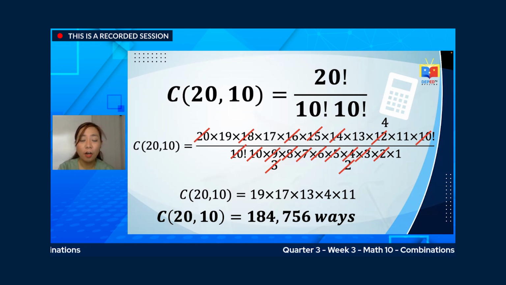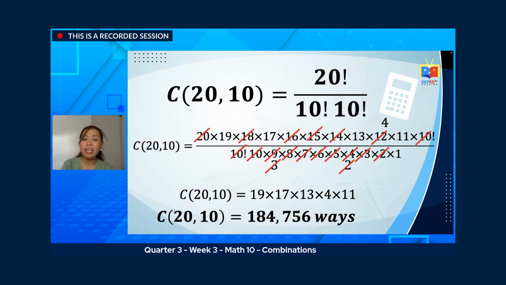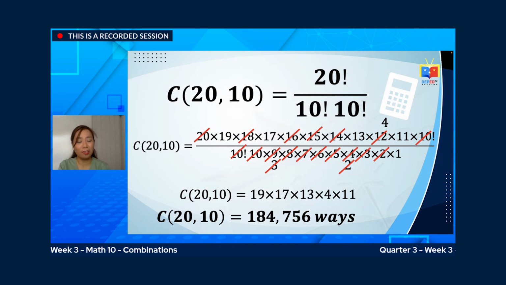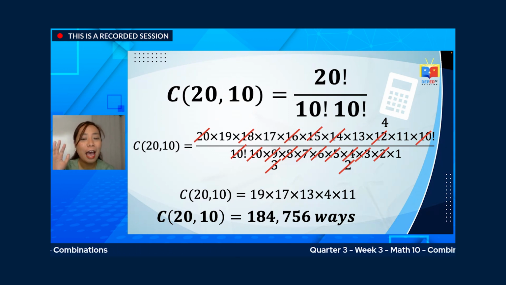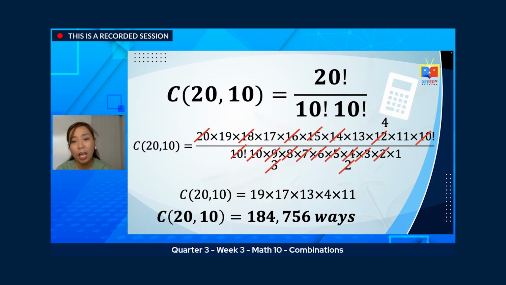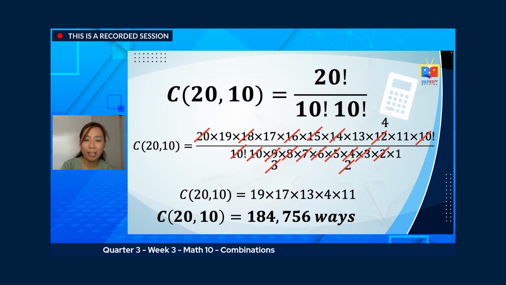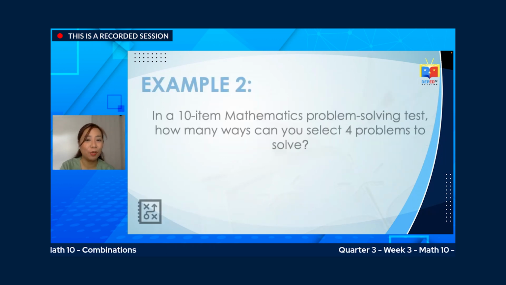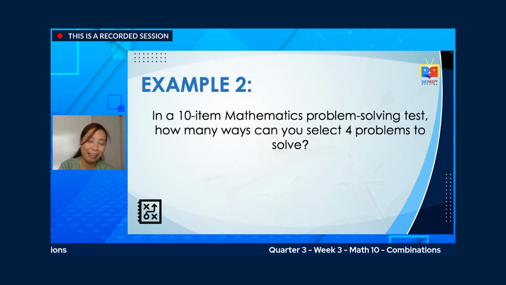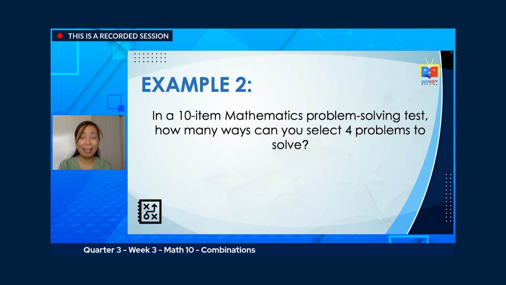So the combination of 20 objects taken 10 at a time is 184,756 ways. The researcher has 184,756 ways of selecting a sample size of 10 out of 20 households. Wow, that many, right? I know, right? Let's try this example too.